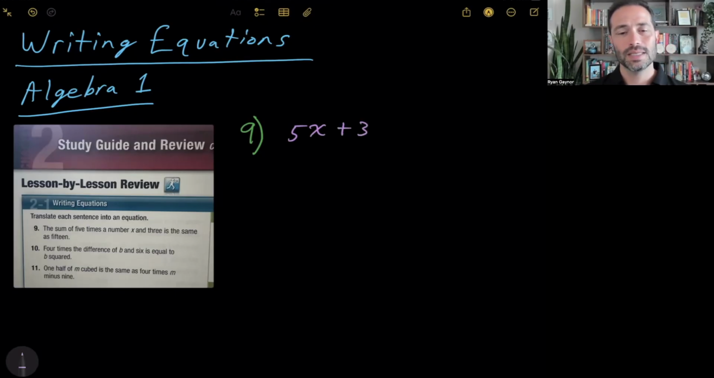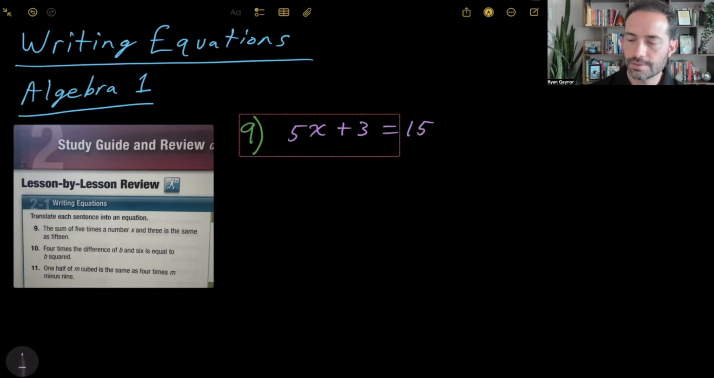And then it says is the same as 15. Okay, well, what does that mean? Is the same as? Well, if we think about that logically, in math, that just means equals, right? They could have just said is 15, but they said is the same as 15. So it just means equals. Okay. So there we go.